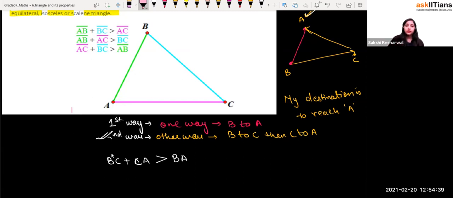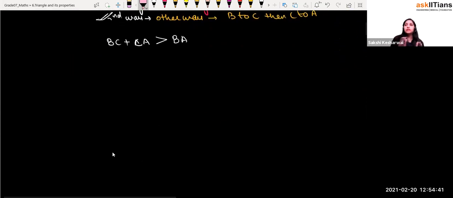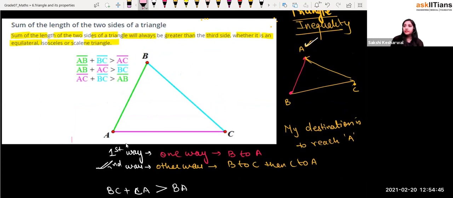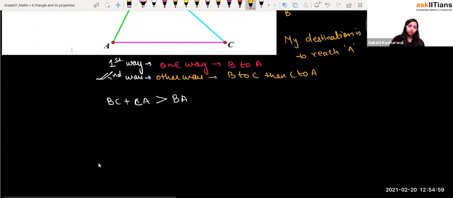I'll give you one example. A triangle can only be formed when the sum of the lengths of two sides of the triangle is always greater than the third side. Please write this down, and just take a simple example from your day-to-day life. This is known as the triangle inequality, right?